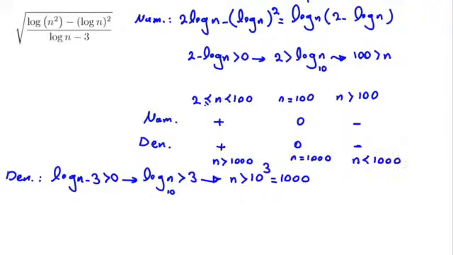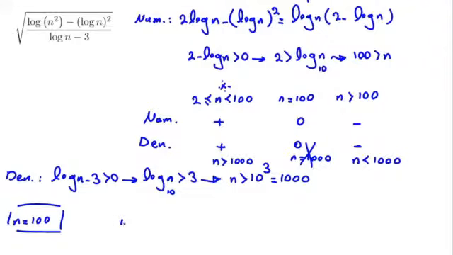Now let's check n from 2 to 100. Because inside the square root should be at least 0, n equal to 1000 is bad, because the denominator will be 0. And n equal to 100 is good, because the inside of the square root will be 0. For the positive case, n should be at least 2, less than 100, and greater than 1000. That is not possible, because a number greater than 1000 cannot be between 2 and 100. For the negative case, n is greater than 100 and less than 1000.